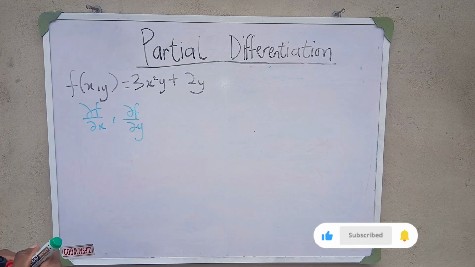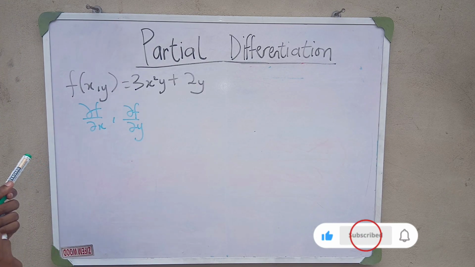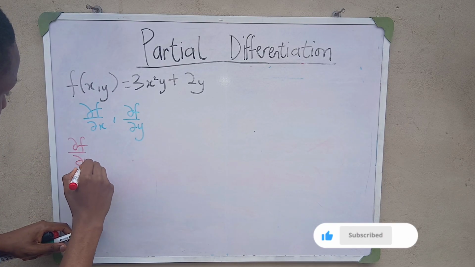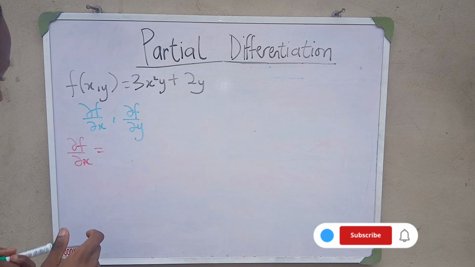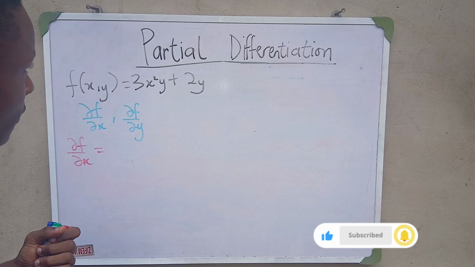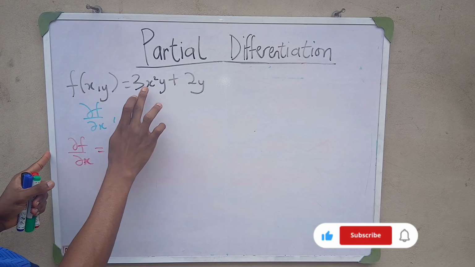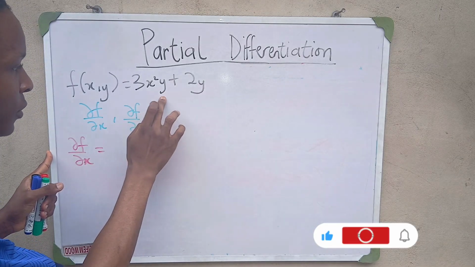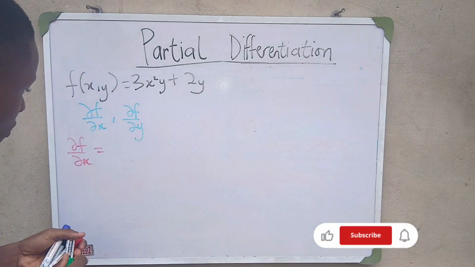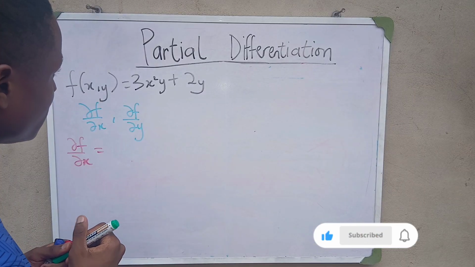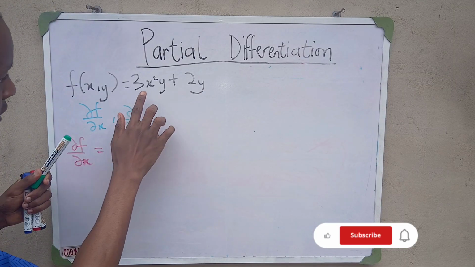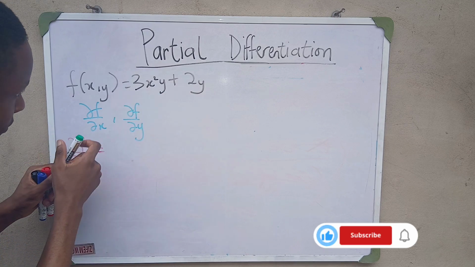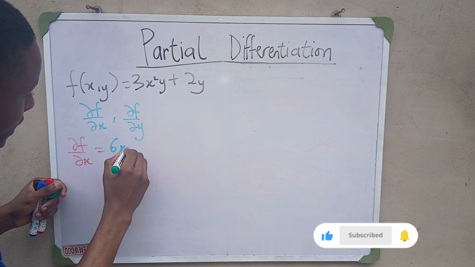For us to find this, first we have partial f over partial x. Now, to find the partial derivative of f with respect to x, we'll look at y to be constant. That means y will be like a constant. So we differentiate with respect to x. Now, differentiating with respect to x here, we'll be having 6xy.